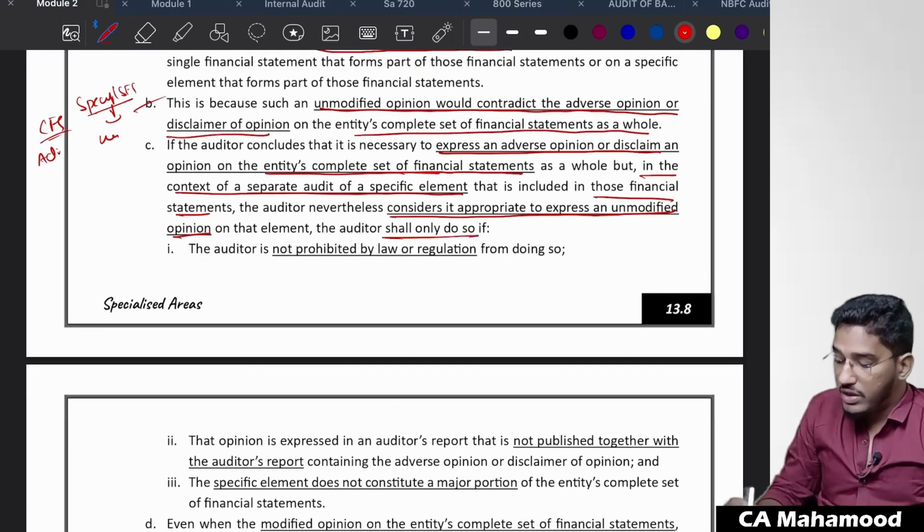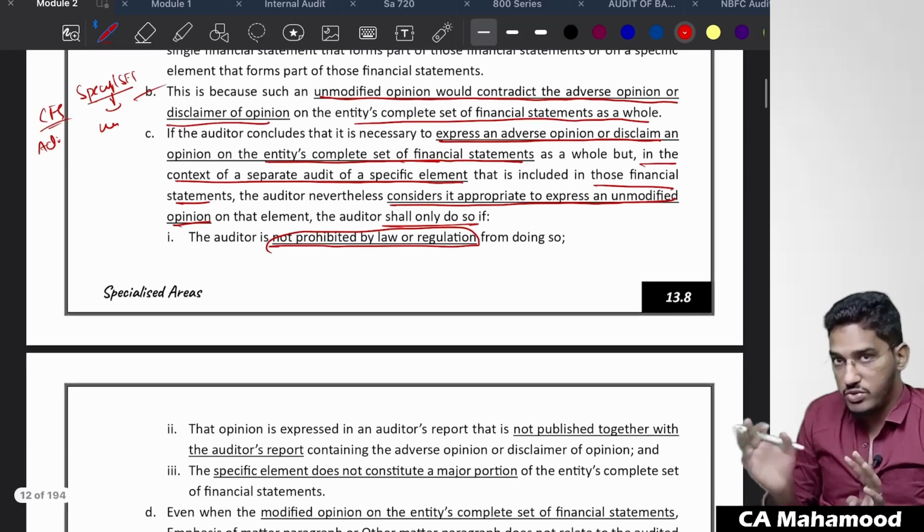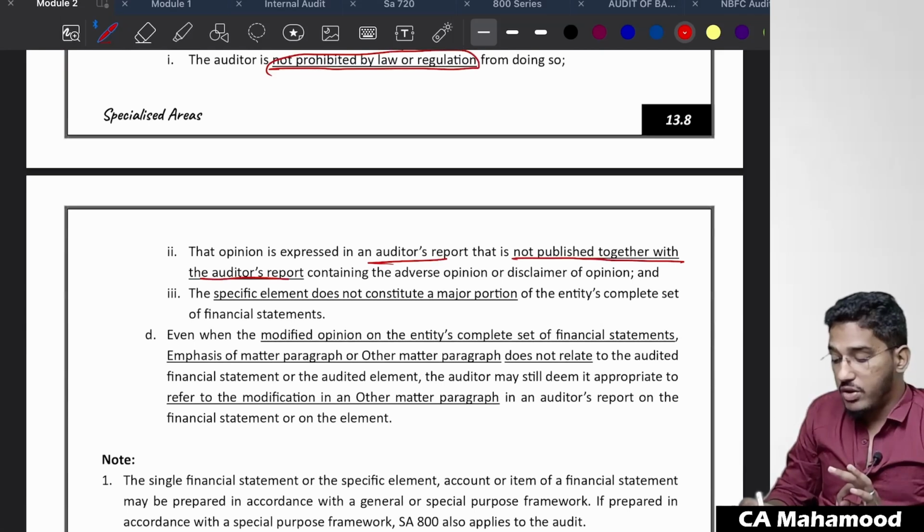So he can do it only if the auditor is not prohibited by law or regulation. There should not be any restriction on the auditor from law or regulation. That means you should have permission under law or regulation. And the opinion is expressed in an auditor's report that is not published together with the auditor's report containing the adverse opinion or disclaimer of opinion.